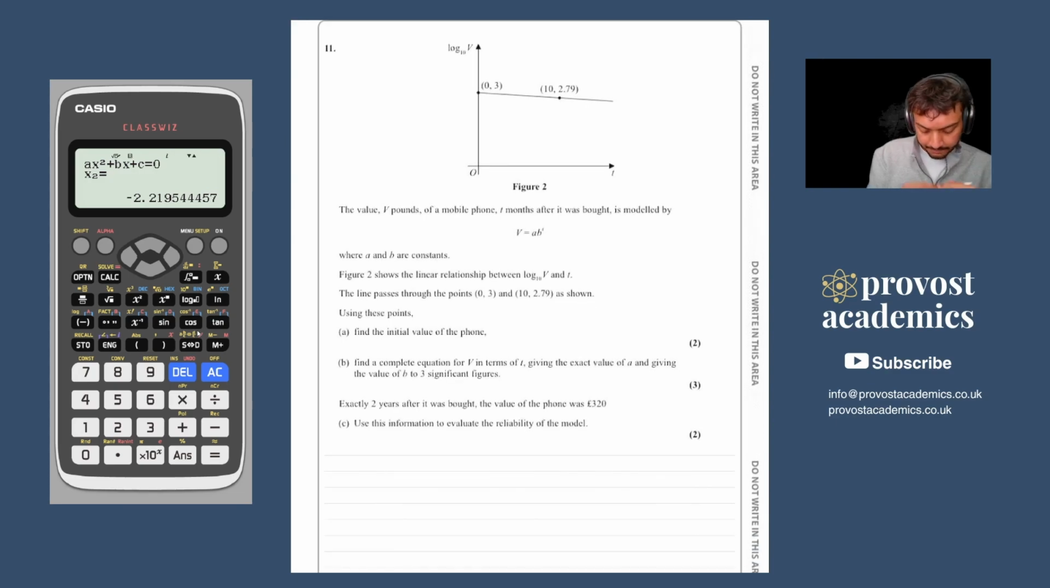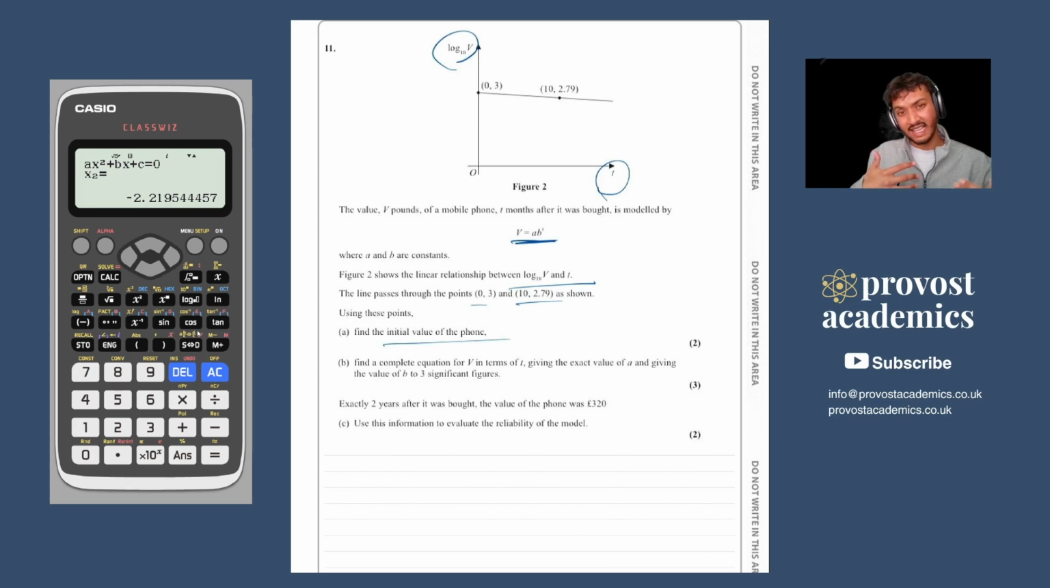Question 11. Looks like logs to us. Right, we have the value of a phone. We have v equals a b to the power of t. Cool. So we're actually plotting log of the value against t, the time. It passes through 2 points. So find the initial value of the phone.